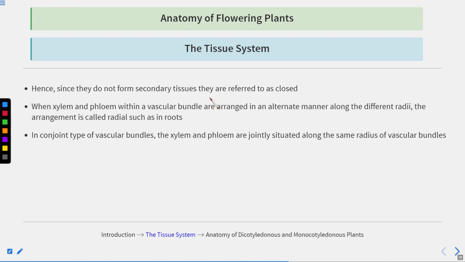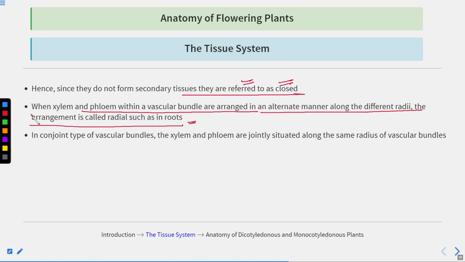Hence, since they do not form the secondary tissue, they are referred to as closed. In the case of dicots, the vascular bundles are open, whereas in monocots, the vascular bundles are closed type. When the xylem and phloem within a vascular bundle are arranged in an alternate manner along different radii, the arrangement is called radial, such as in the case of roots.